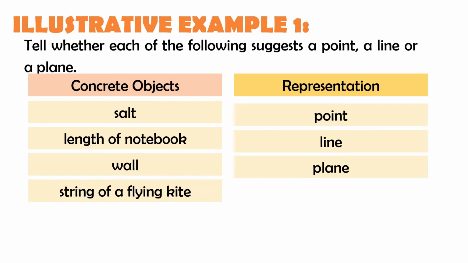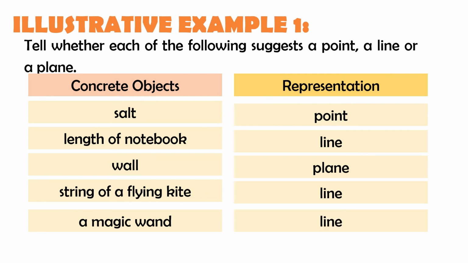How about the string of a flying kite? Correct, it is a line. Then, a magic wand. That is right, it is a line.